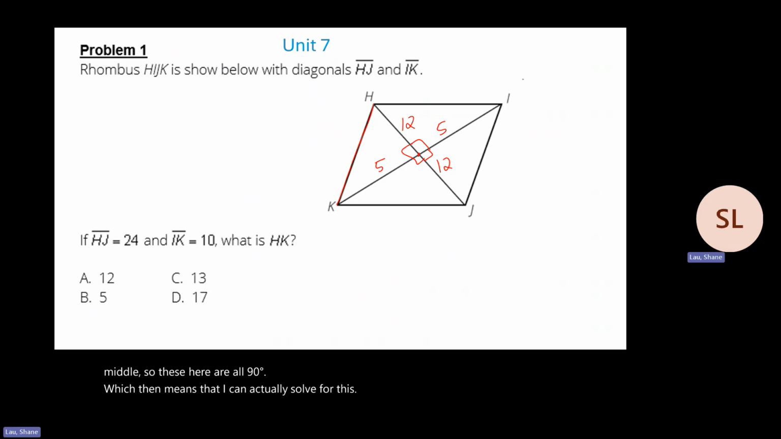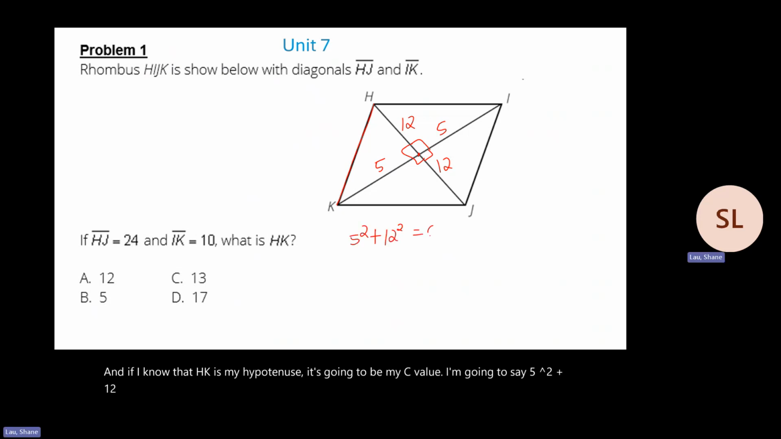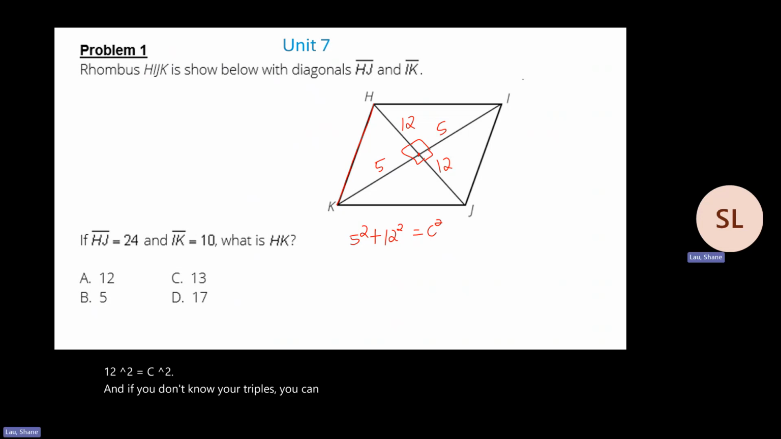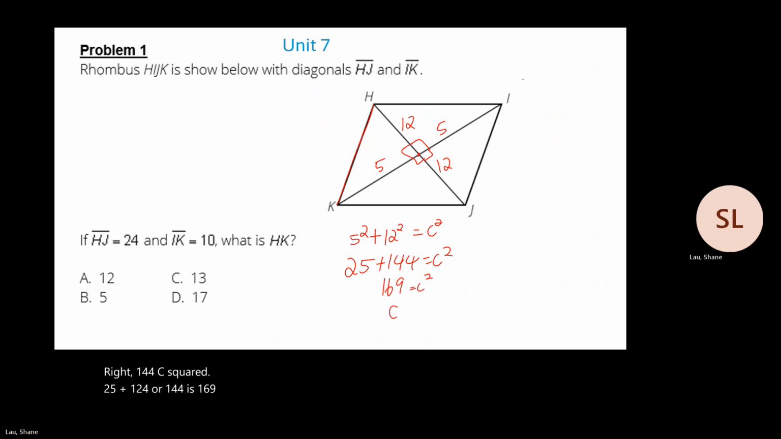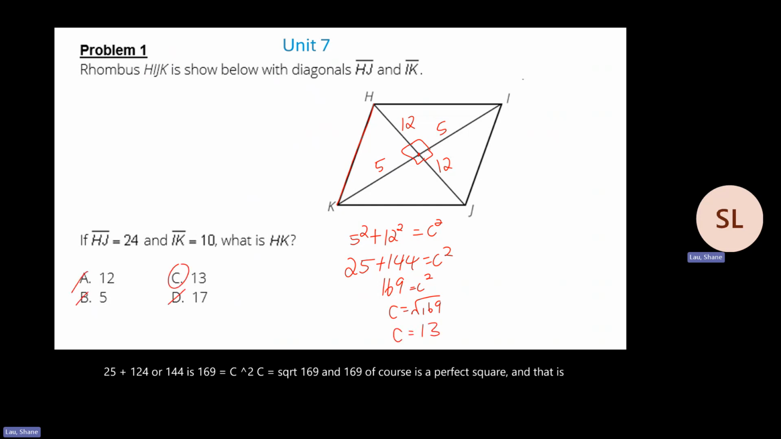And if I know that HK is my hypotenuse, that's going to be my C value. I take 5 squared plus 12 squared equals C squared. And if you don't know your Pythagorean triples, you can just do this out nicely. 25 plus 144 is 169 equals C squared. C equals the square root of 169, and 169 is a perfect square. That is 13. C is my right answer here.